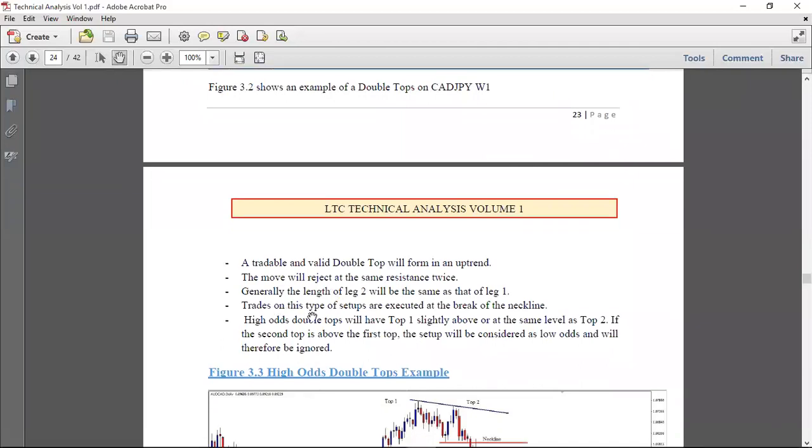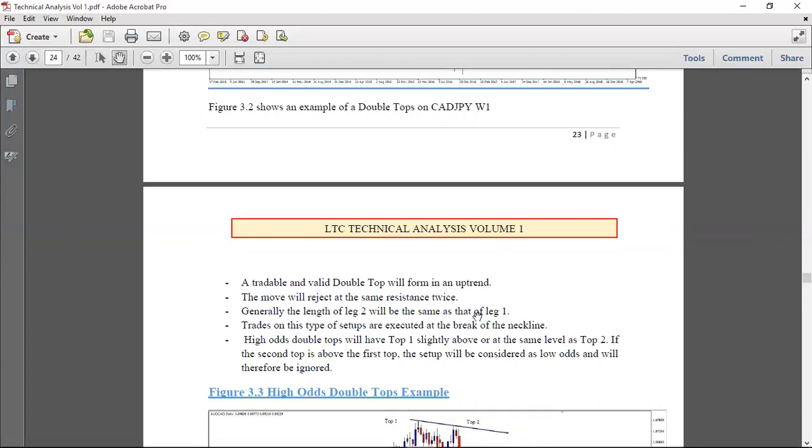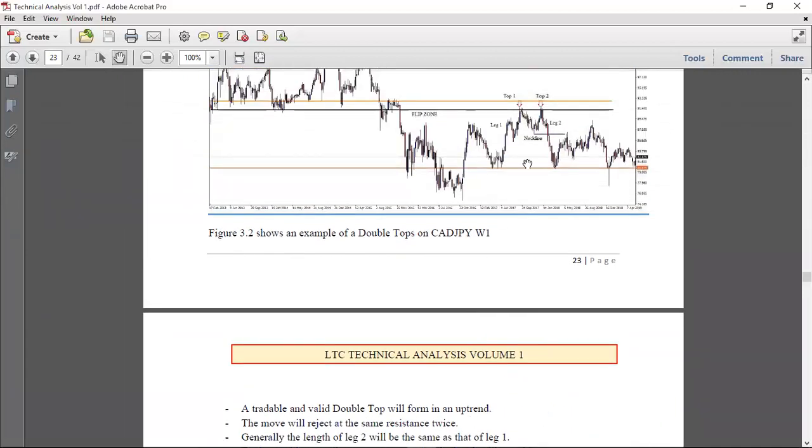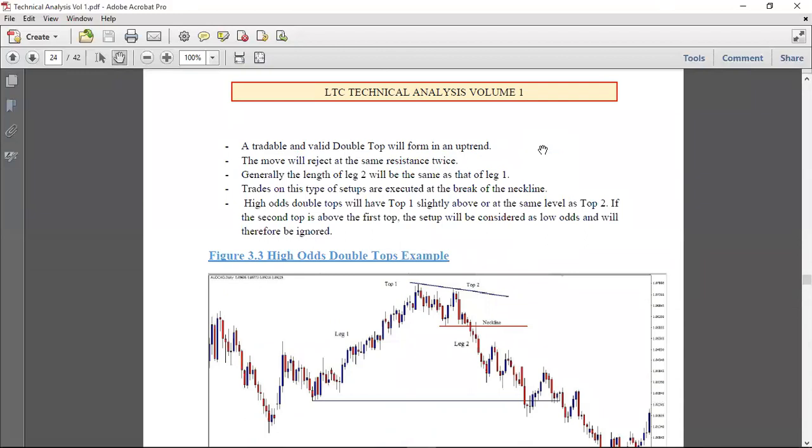Trades on this type of setup are executed at the break of the neckline. So you would say if the neckline is broken, then you can start considering going short on the pattern if the neckline has been broken.